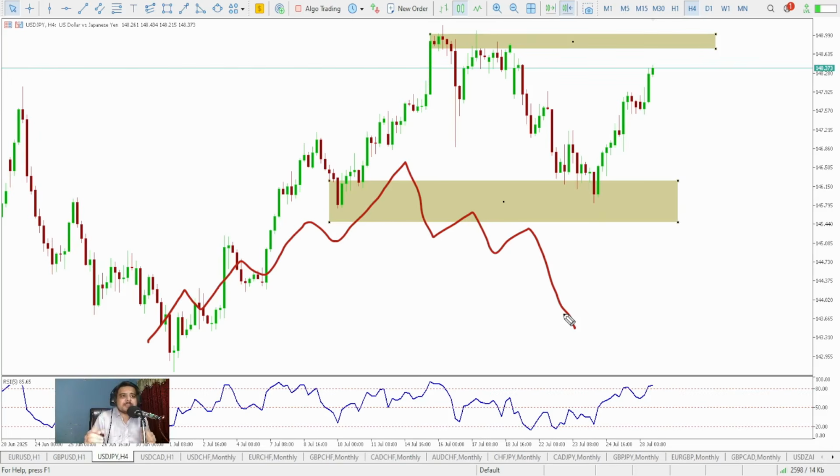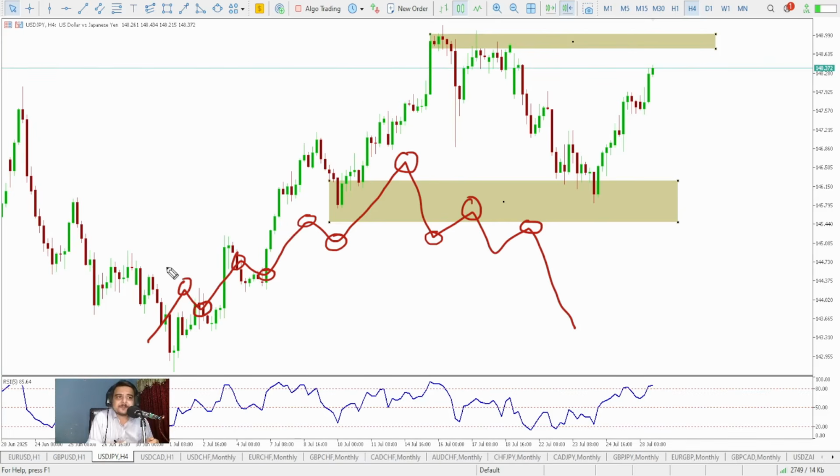So support is where buyers say this is cheap, let's buy it. For example, right here. While the resistance is where sellers say this is expensive, let's sell. For example, right here, even these as well as resistance. So you will see the same levels get respected again and again.